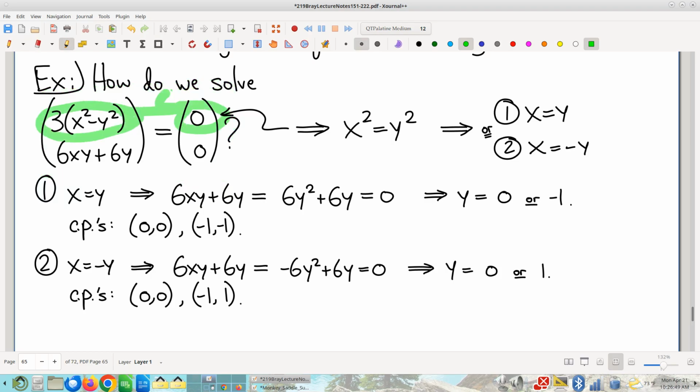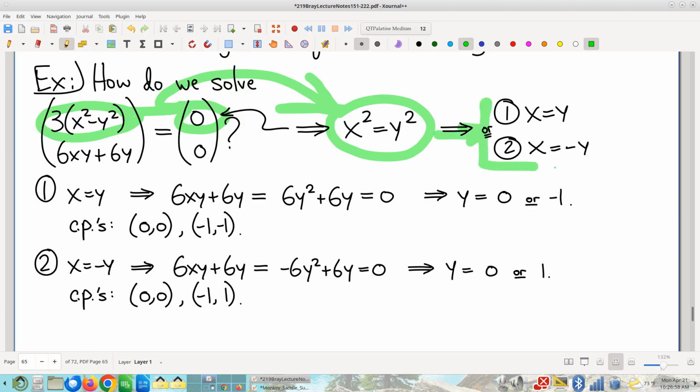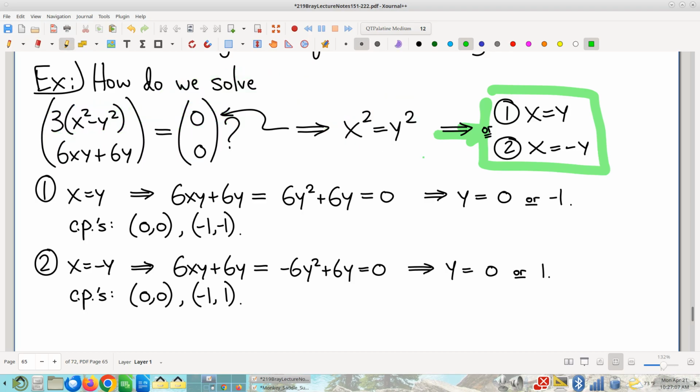We look at this first equation. Not hard to conclude that x squared has to equal y squared. And here's the problem. That leads to 2 possible cases. x could equal y. x could equal negative y. And this is what I'm going to call a landmine. A lot of students mess this up.